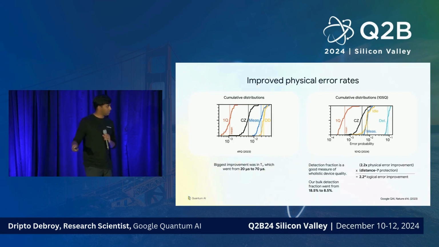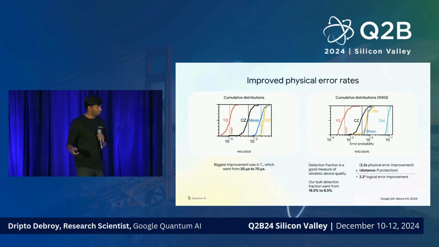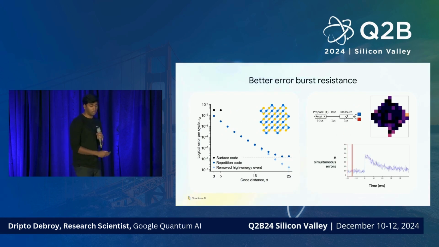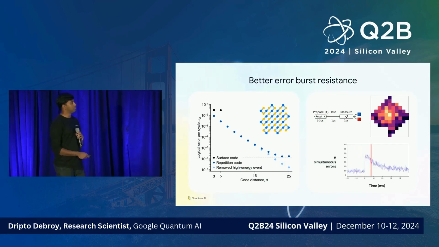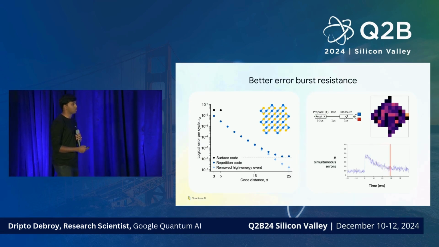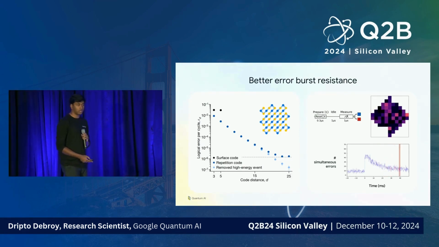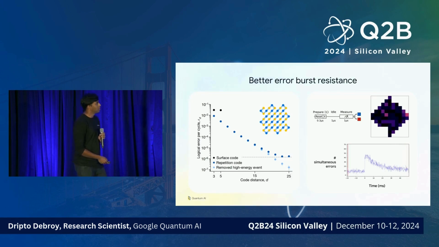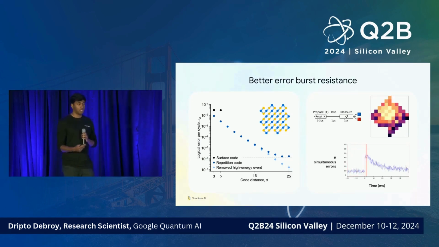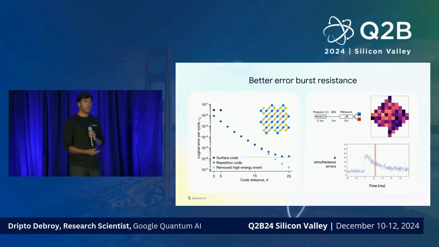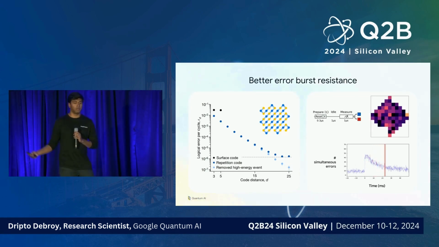In the next few slides, I'm going to talk about some of the improvements we made to actually get there. The first one is resistance to these error bursts. We also use repetition codes alongside all of these surface code experiments. The reason we use repetition codes is that they're much easier to implement. They have a much higher threshold, they're much simpler, and they allow us to forecast problems that are coming down the line.